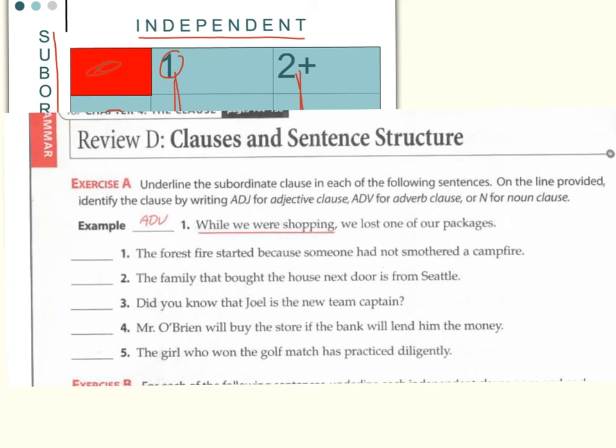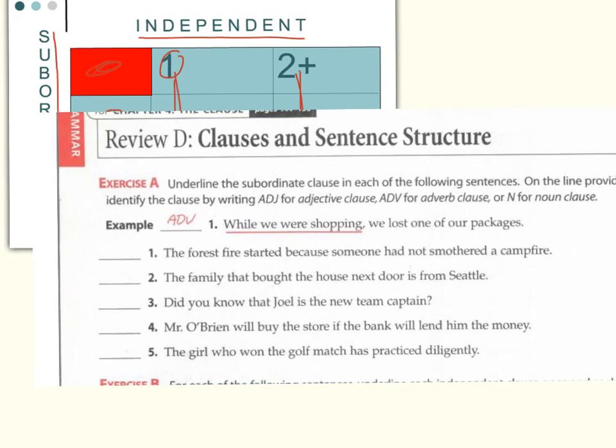Okay. The forest fire started because someone had not smothered a campfire. Where are the verbs? Started is a verb, and had smothered is a verb. What had started? The forest fire had started. Who had not smothered a campfire? Someone had not smothered a campfire. Had smothered is an action verb. Campfire is the direct object. Here's my clause. Because someone had not smothered a campfire. It's an adverb clause telling you why the fire started. This sentence has one independent clause, one adverb clause, therefore it is complex.